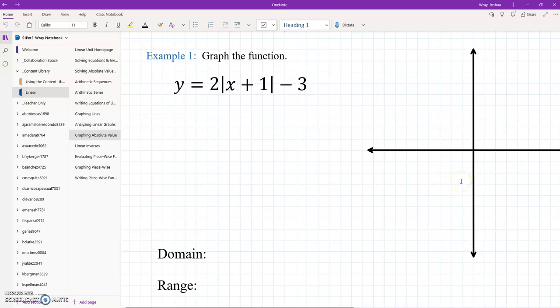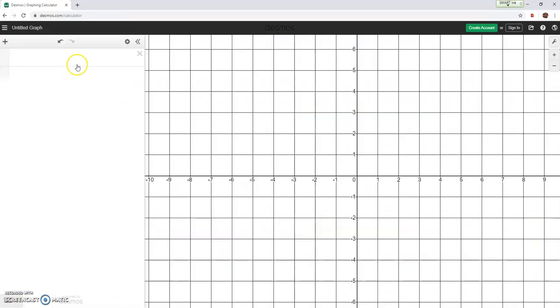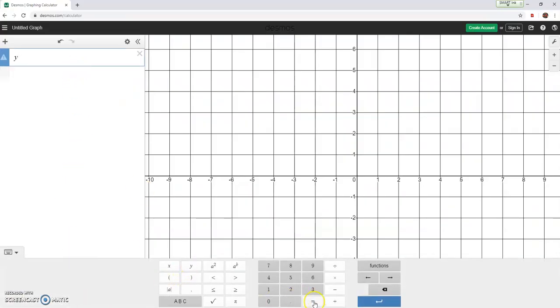What I don't want you to do is plot your vertex and then just draw 2 random lines that go up. I want you to find some points so you can show me exactly where it goes. All right, so I'm going to use Desmos for that. Coming back here to Desmos, I'm going to plug in y equals 2, absolute value of x plus 1, and then in the back, I believe we had -3. Oops, where'd my other absolute value bar go?